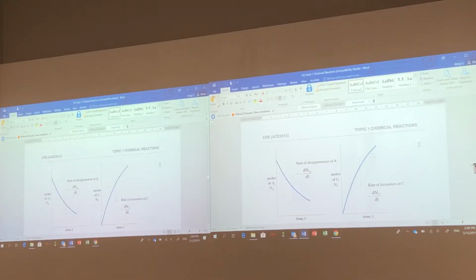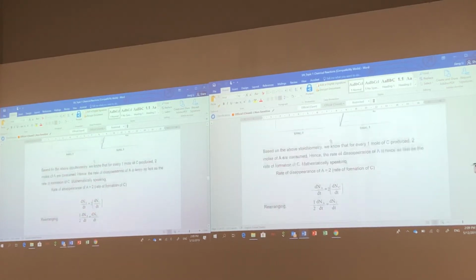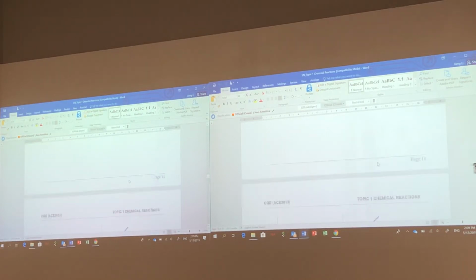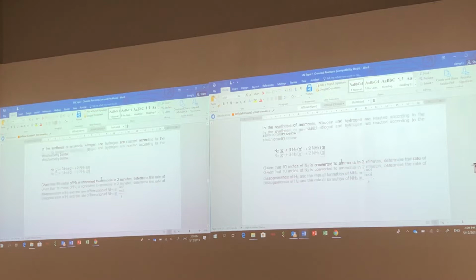Then the last part for topic 1 is the calculations of reaction rate. What is the definition of reaction rate? Originally, this is the definition for rate of disappearance. We write minus dNA over dt, right? Then you have an example on how to calculate the rate. How to calculate the rate. Okay?